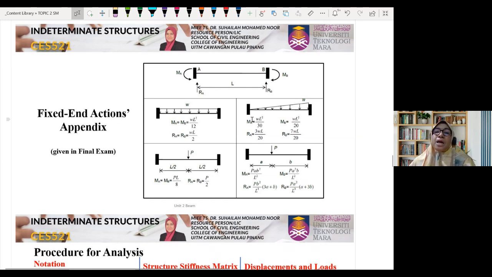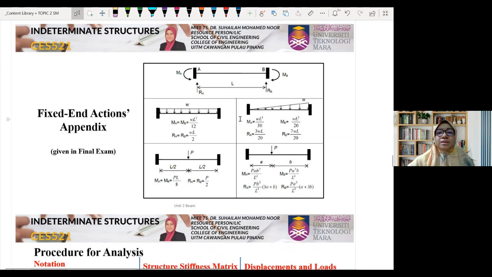Actually, in the appendix of the final exam, normally you will be given up to 8 formulas for fixed end action. But basically, in the analysis, we normally have these 4 types of loading, given to you in the test or final exam. So this is the regular type of intermediate loading.